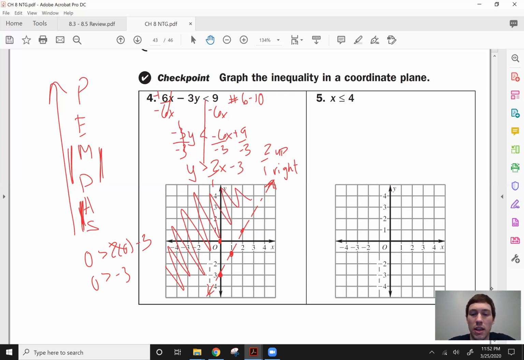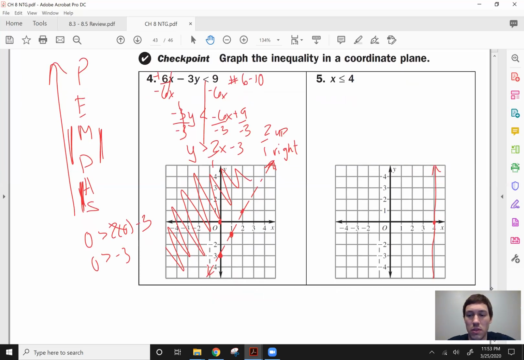Right? And now this one, the last example, x is less than or equal to 4. So it's x, so that means it's here. That's a solid line because it's less than or equal to. Now, when I plug in 0, 0 is less than or equal to 4. Is that true? Yeah, 0 is less than or equal to 4. So that means all this is shaded. And there you go. That is how you do it.